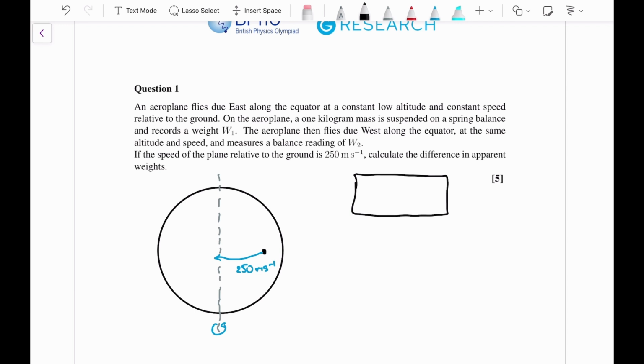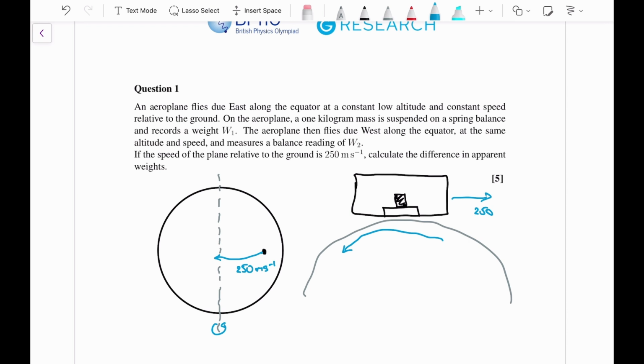Let's say some kind of spring balance. I won't draw the spring. So this is the balance, and this is the weight on it. The plane is moving at 250, and the ground is spinning. Let's say for W1, Earth is spinning this way, and so it will also experience a centripetal force, because the plane is essentially rotating around Earth with a certain speed.